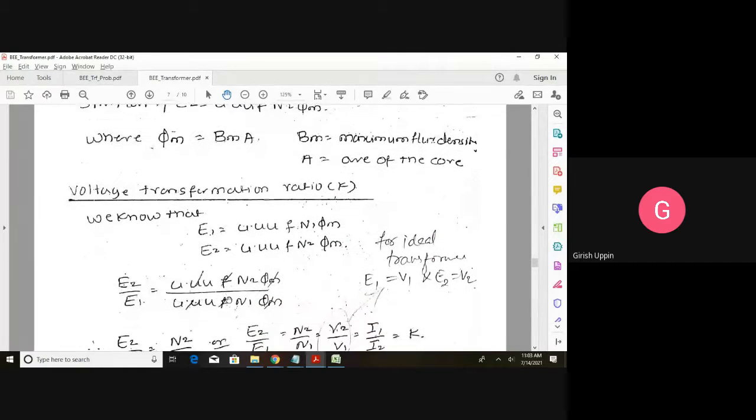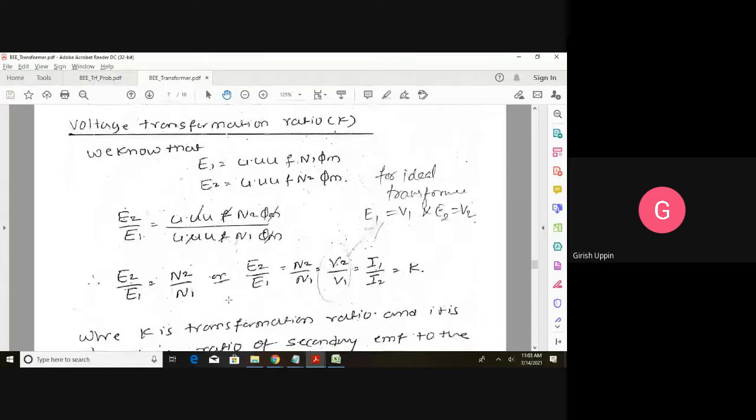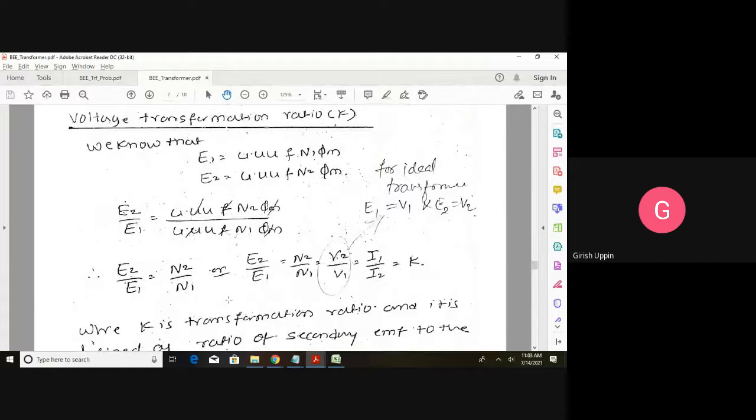Next, voltage transformation ratio. This is one important factor by which we can easily understand whether it is a step up or a step down transformer, based on the value of the voltage transformation ratio. And how do we define the voltage transformation ratio? Voltage transformation ratio is nothing but the ratio of the secondary EMF to the primary EMF.